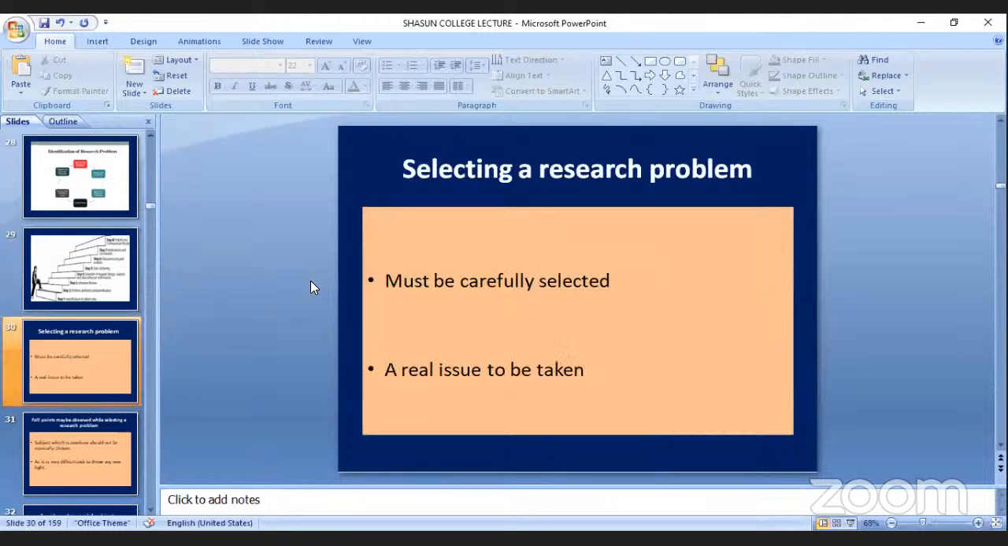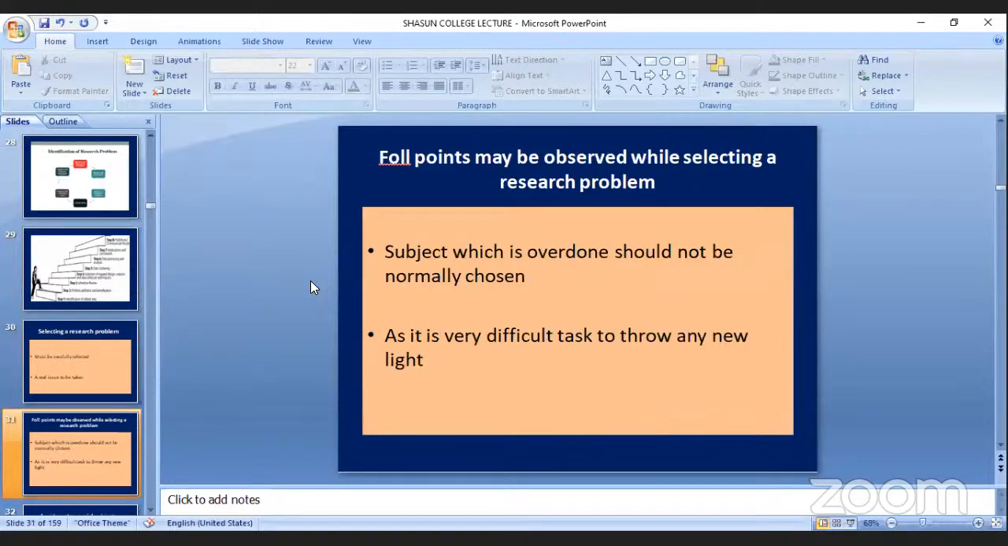So selecting a research problem is very, very important. As I told you, a real issue to be taken, a very important point in research, is that you have to select a very important issue. That is very, very important.